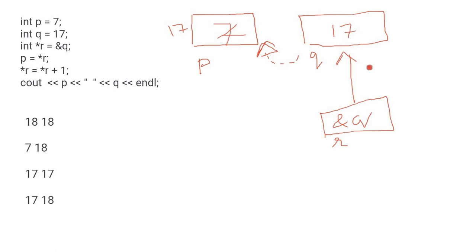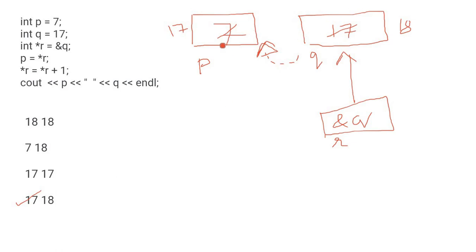Now *r is incremented by 1, which means q becomes 18. So what is the output for p and q? p will remain 17 and q will become 18. So this is the correct output, option D.